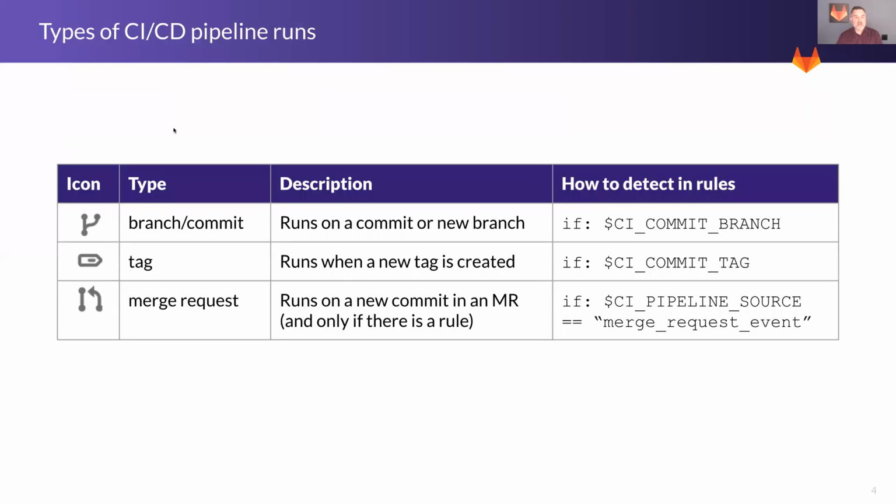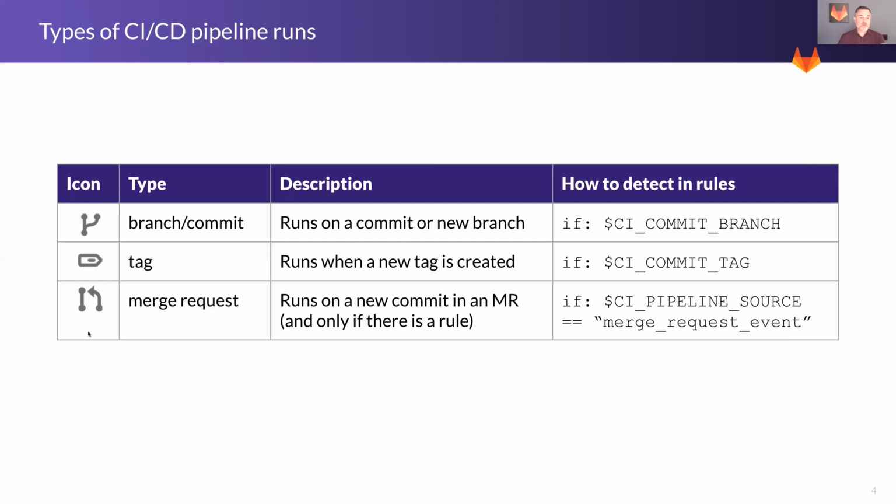Okay, if you look in the pipelines list view, right next to, like halfway through the middle, there's a little icon, and it's one of these three. As near as I can tell, these are the only three values. One of them is for a branch or a commit, and this is your basic pipeline. Runs every time there's a new commit on a branch or a new branch, okay? And you can detect that in your rules by just saying if CI commit branch. There's also a tag run, which runs whenever a new tag is created and pushed, and you can detect it in rules with if CI commit tag, super useful for releases, right?